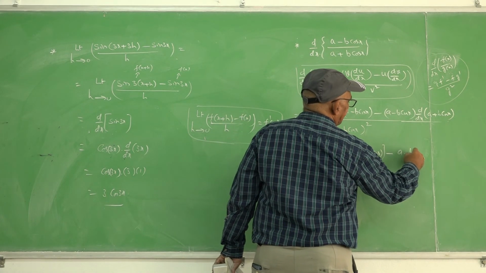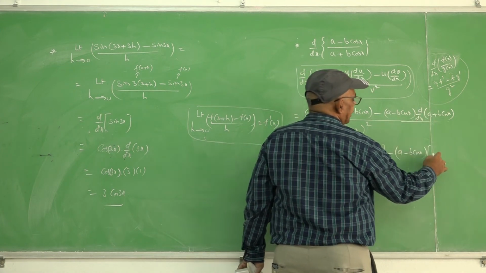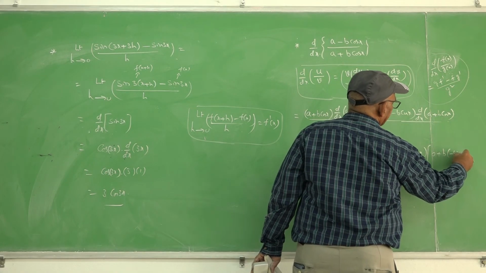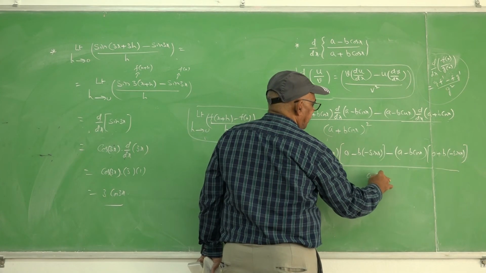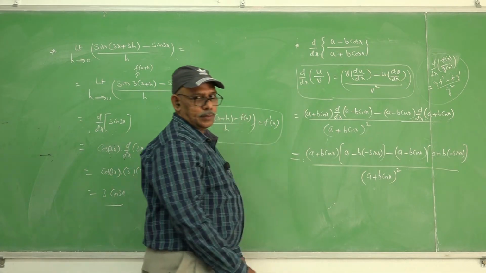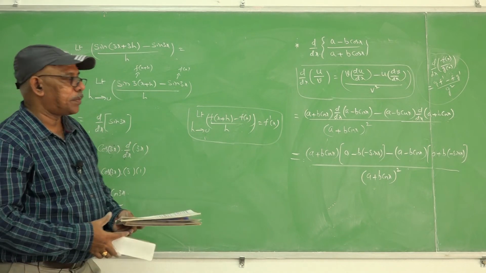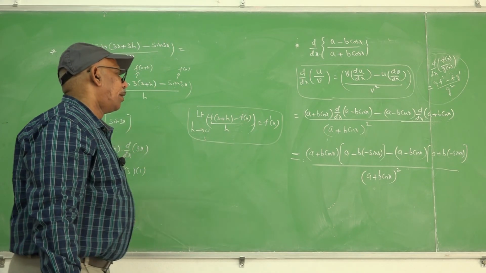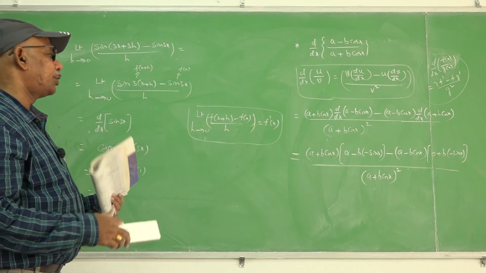minus (a minus b cos x) into the derivative of constant a, which is 0, plus b into the derivative of cos x, which is minus sin x, by (a plus b cos x) whole square. Here the formulas are very important. Once you are familiar with the formulas, only then can you evaluate the derivative or the limit of the function. So, go through the formulas thoroughly.